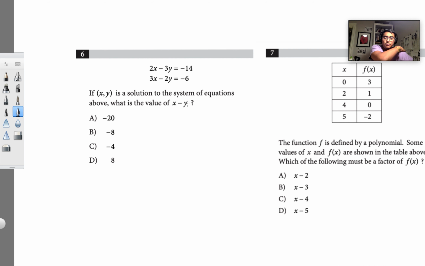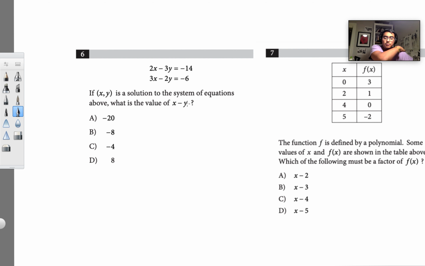We still have to find x, so we can just plug 6 into either one of these equations to find x. So 2x minus 3 times 6 is equal to negative 14. And then let's move this negative 18. This is 18, negative 18. Let's move it to this side. So 2x is equal to negative 14 plus 18, which is 4. So x is equal to 2. That's 2/3 of the battle done. We have x and we have y. Now just subtract y from x. X minus y, or 2 minus 6, is equal to negative 4. Beautiful.